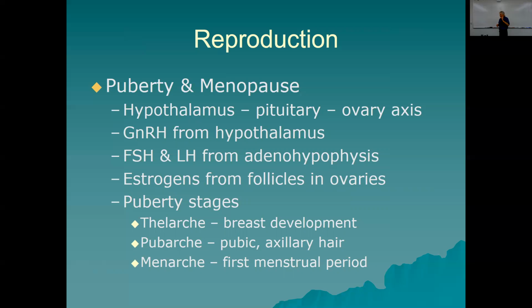Okay, puberty stages. Females have 3 stages of puberty. First is thelarche, or breast development. Next is pubarche, pubic and axillary hair development. I guess you could put that in males also. Males get pubic hair and axillary hair at puberty, but they don't have different stages for male puberty. So thelarche, breast development, pubarche, pubic and axillary hair, and finally menarche, first menstrual period.